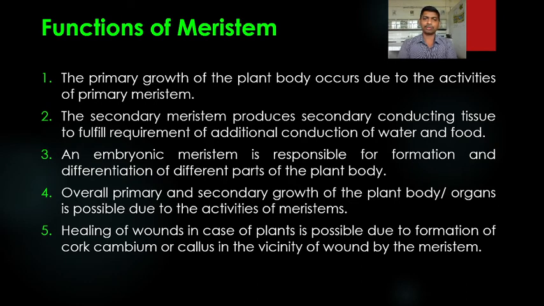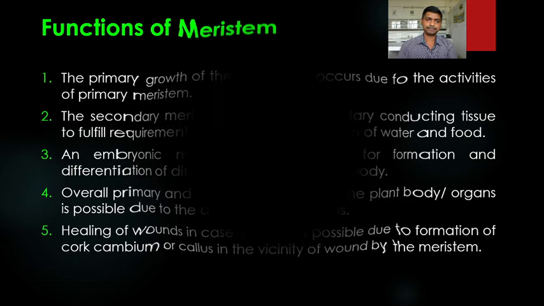So the healing of such wounds in case of plants is possible due to the formation of cork cambium or callus. Callus, it is an undifferentiated mass of the cell in the vicinity near of the wound or close to the wound by the meristem. So this callus formation or cork cambium formation takes place by the meristem near or very close to the wound. So healing of wound is possible because of the meristem.